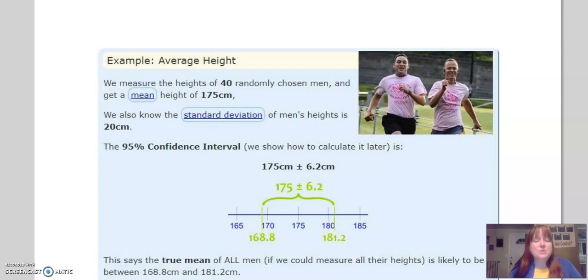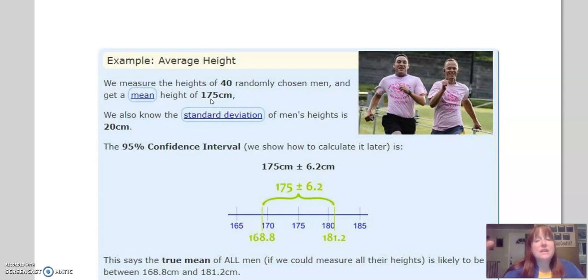Now, because we do this that way, a lot of times you have something called a margin of error. So oftentimes, the numbers that you calculate are close to the population mean, but not exactly. So let's say that we found a mean, actually, let's just look at this example in front of us. You have an average height. So we took a sample of men and found that their mean height was 175 centimeters. So what we found is of these 40 men, their average height was 175 centimeters.